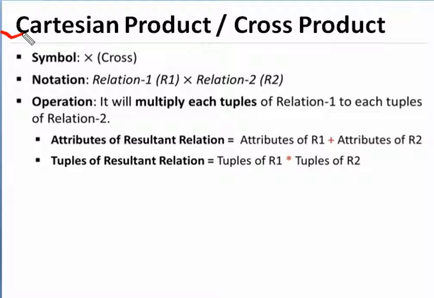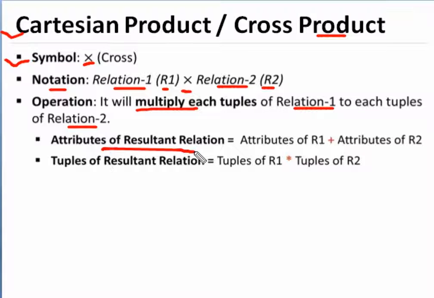Now we have the Cartesian product, or cross product. Okay, the symbol of the Cartesian product is cross. It is like multiplication, and the functionality of a cross product is equivalent to something like multiplication. Now the notation of the Cartesian product is relation 1, which we consider as R1, Cartesian cross product with relation R2. Okay, so what result do we expect when we apply the Cartesian product? It will multiply each tuple of relation 1 with each tuple of relation 2.